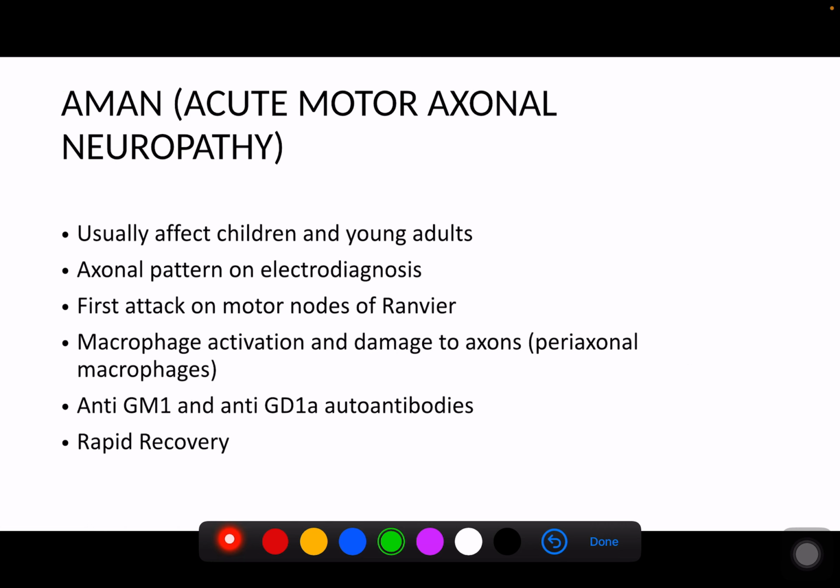So next is AMAN. AMAN is very, very important: acute motor axonal neuropathy.